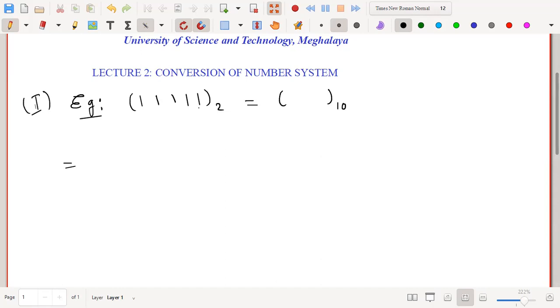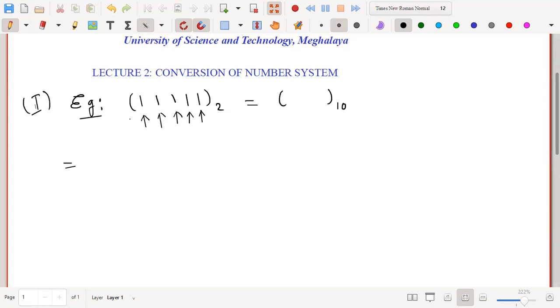Now you know that weights are assigned to these. We will multiply every digit by its respective weight. The weight of the rightmost digit is 2 to the power 0. Similarly, here it is 2 to the power 1, then 2 to the power 2, then 2 to the power 3, and then 2 to the power 4. We just need to multiply these with their respective weights and keep on adding these numbers, and then we will get the decimal equivalent of this binary number.